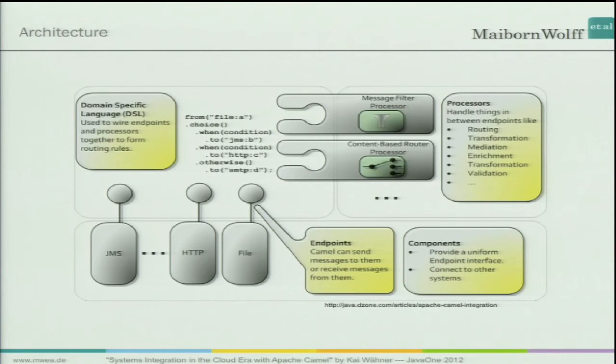Let's now shortly talk about the architecture of Apache Camel. Let's look on the left first. So here you have your domain-specific language for your integration logic. This is called a route in Camel. And here you write your integration logic and the processing of it.